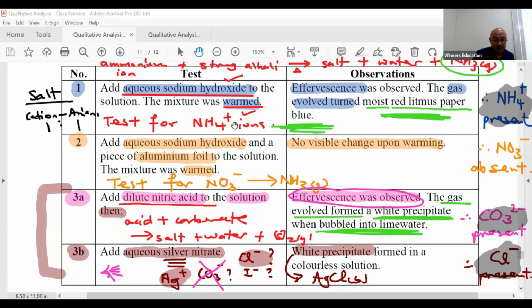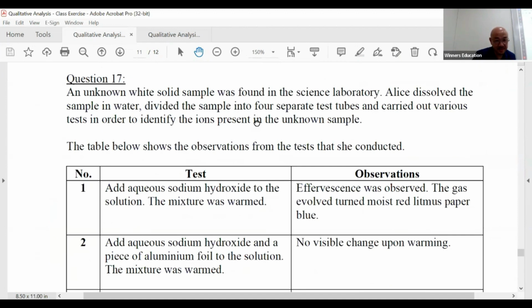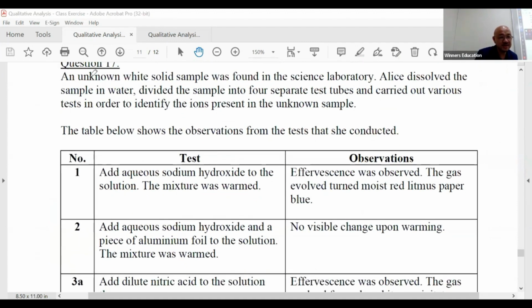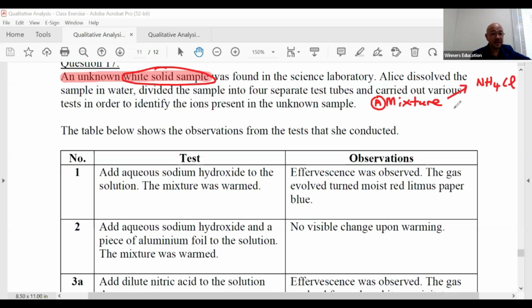Ready? Here we go. I want to go back to the start of the question. What did I have in the sample? They just tell me it is an unknown white solid sample. Make sense? Because of this, basically there's nothing else, it's just a solid and it's white in color. I think I can have these few scenarios. First scenario is that it is not pure. It's a mixture of ammonium chloride and ammonium carbonate.